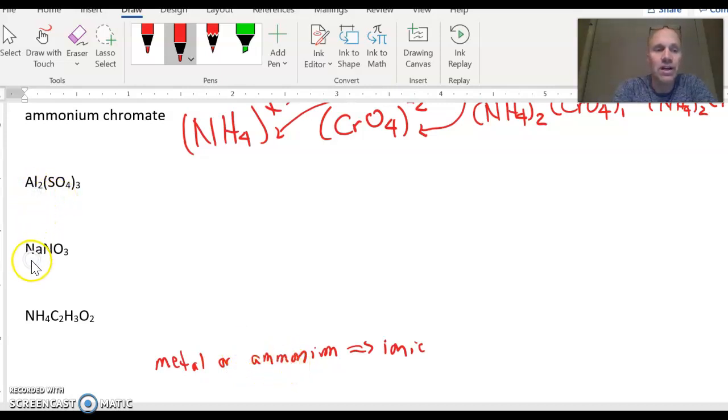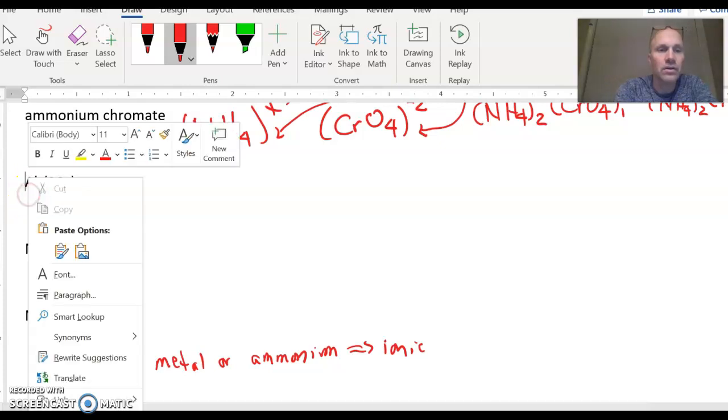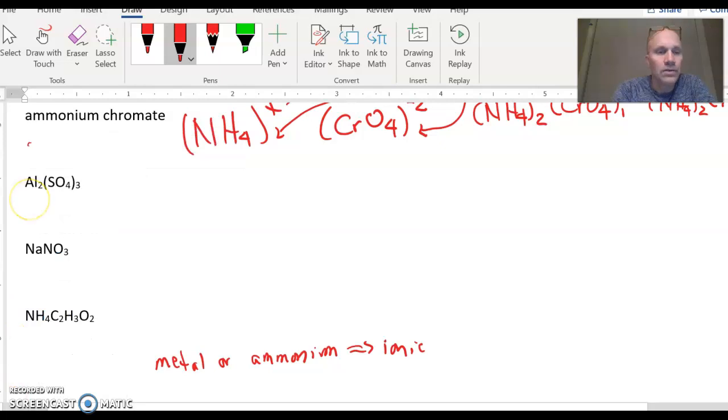And so each of these compounds you can see here, let me back up. This compound right here starts with aluminum, that's a metal. So we know we're going to use the ionic rules, which mean no prefixes. This starts with sodium, which is a metal. But this one right here starts with ammonium, NH4. And that tells us that this is an ionic compound.